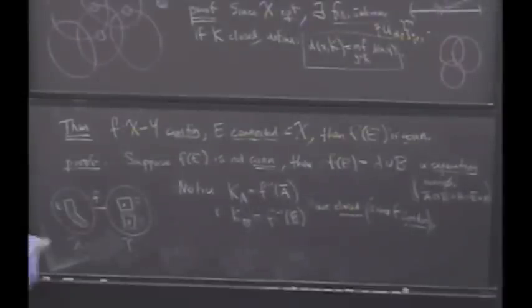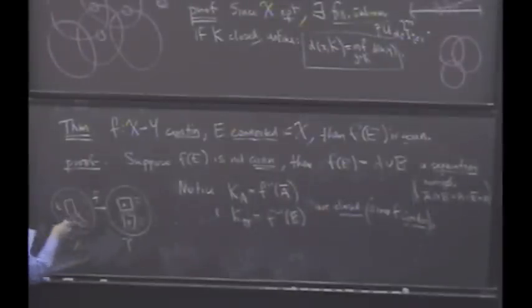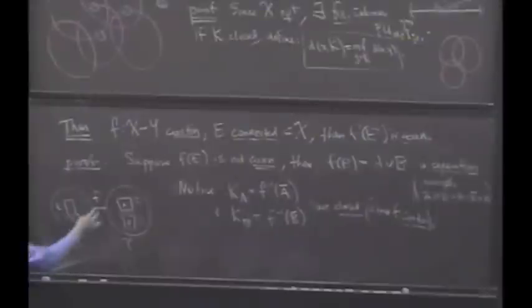And maybe they look like this. That's KA and KB. Right, Northern and Southern California. Okay. Well, what can I say here? What I want to do is use these sets somehow to produce a separation of E, which would give me a contradiction. So what's the separation of E that I might suggest?